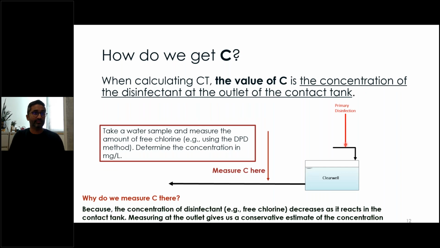You measure it at the outlet of your contact, take a sample. There's different methods for measuring chlorine. You might be familiar with the DPD method, where you've got a pouch, you add it to your sample, it changes color, you measure the depth of color, and that gives you a reading in milligrams per liter.